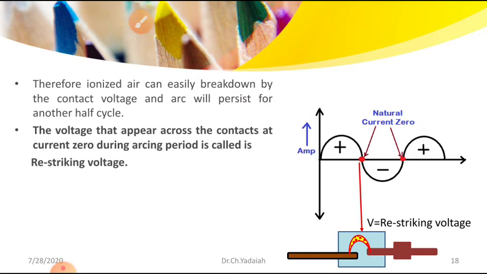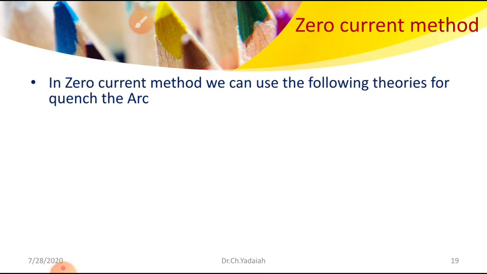Now let us see the zero current method. In the zero current method, we can use the following theories for quenching the arc. Once the current comes to the zero position, there is a restriking voltage, and now we have to nullify it. At this zero point, we are going to do some work. What are the methods? One is the recovery theory, another is the energy balance theorem. These two theories are generally used for the zero current method.